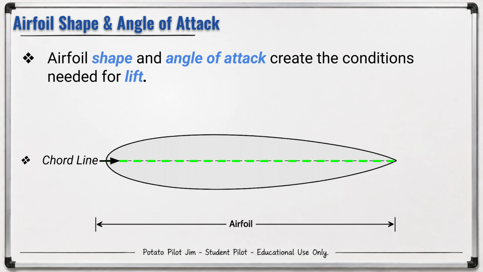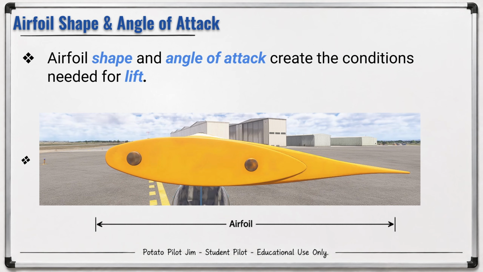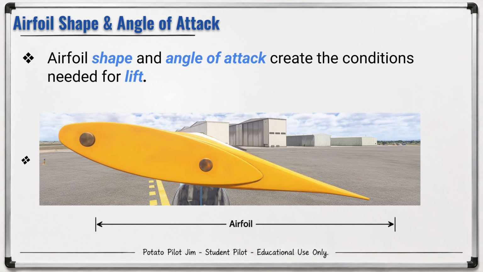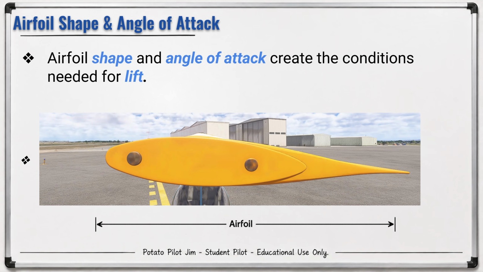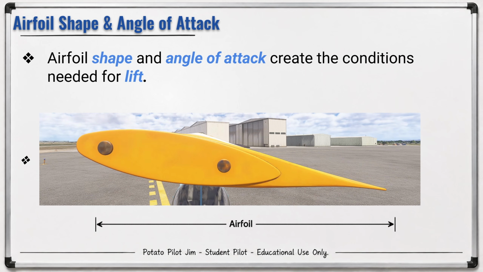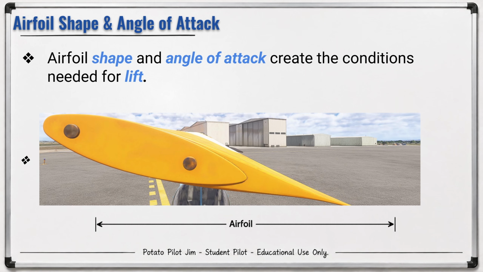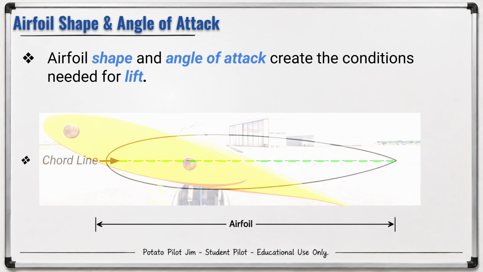Before we define angle of attack, let's look at a rotor blade. Notice what happens as the collective is increased. As the pilot raises the collective, the pitch of the rotor blade increases. As blade pitch increases, the chord line rotates upwards with the blade. This change in blade pitch changes how the airfoil meets the airflow, and that change directly affects lift generation.